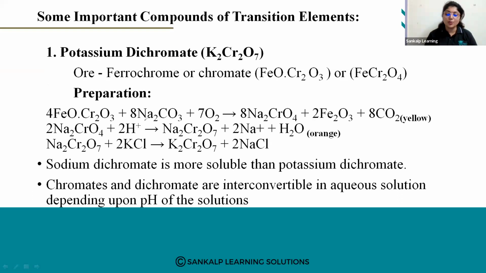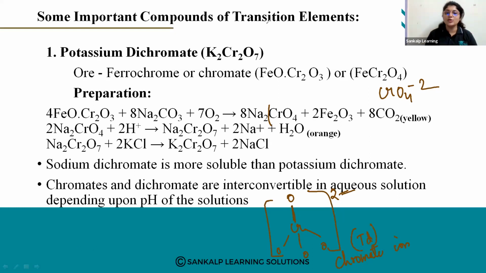So what is the structure of chromate ion and dichromate ion? The chromate ion structure is CrO, oxygen, oxygen, oxygen, and 2 minus. So it is Na2CrO4. If I remove this Na2, it becomes CrO4 2 minus. So this is a chromate ion. It has a tetrahedral shape, you can see.